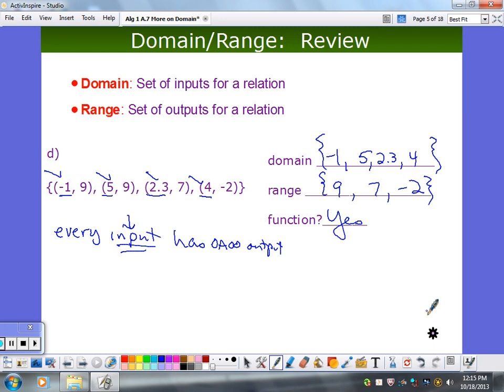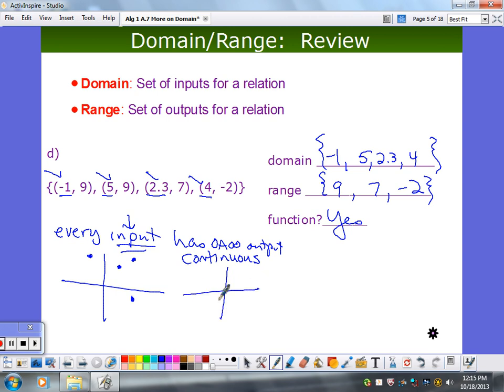Function. Non-continuous functions, if I were to graph this, let's see, -1, 9, 5, 9, 2.37, 4, -2, right? They're what we call discrete, separate points. When I drew this function, did I have to lift my pencil to draw that? I did. Now we're going to start looking at something called a continuous function or a continuous relation. I don't lift my pencil.